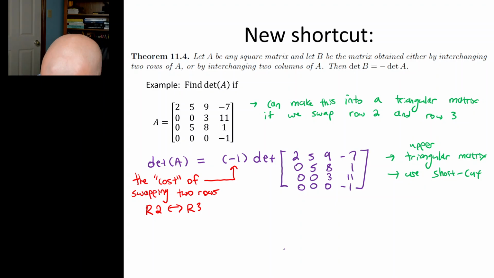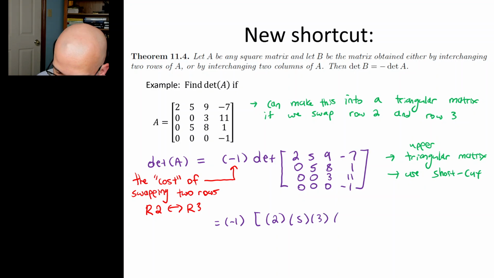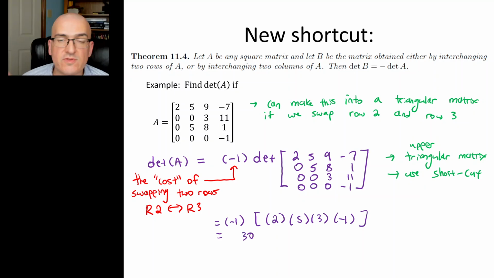So we have -1 multiplied by the product along the diagonal, 2 times 5 times 3 times -1. So we're going to get 30. And that's much faster than doing cofactor expansion.